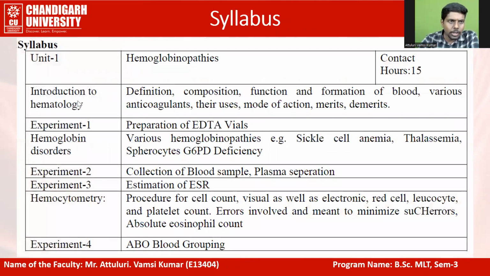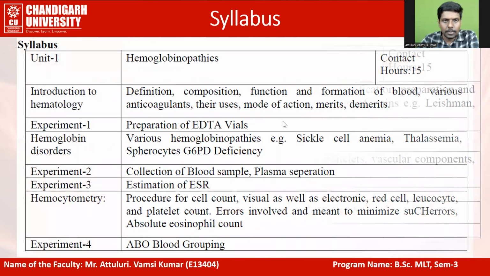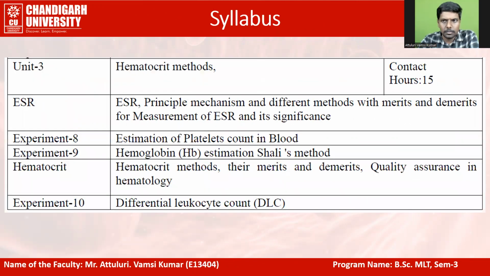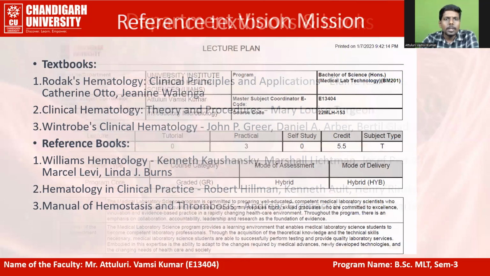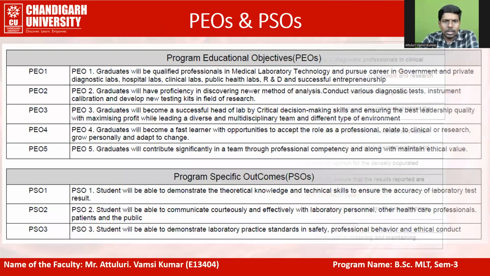So currently we are going with the unit 1. In the unit 1, we have the following topics. We have definition, composition, functions of blood. And the second topic is anticoagulants. Anticoagulants, their uses, mode of action, and their merits and demerits. So straight to the notes.